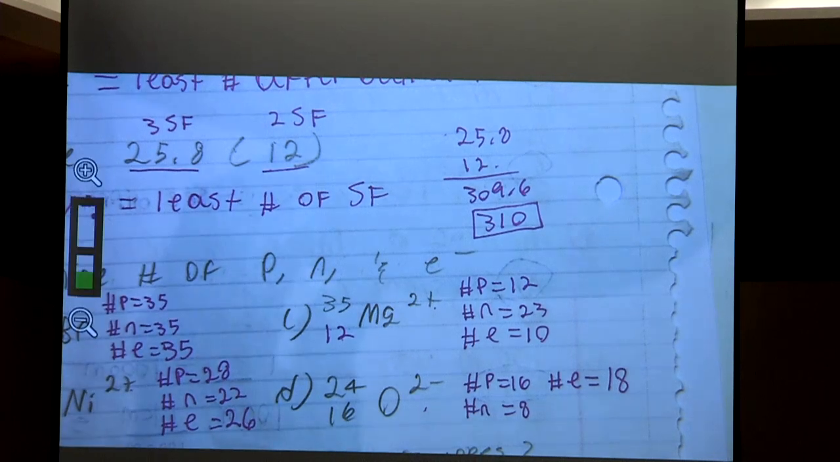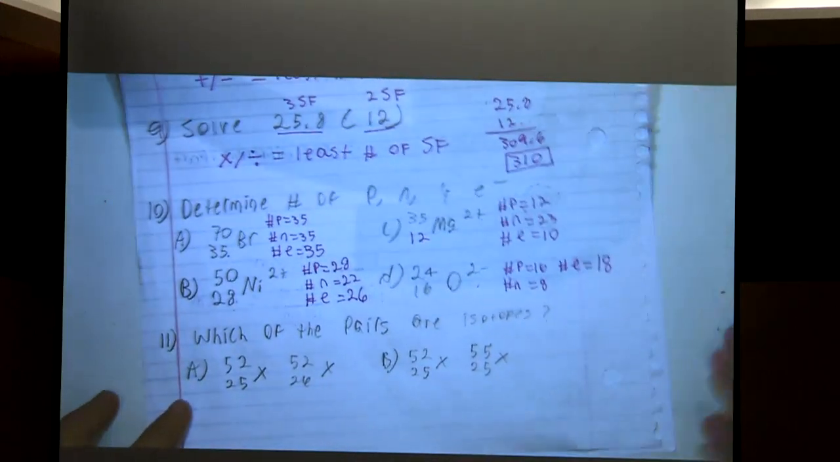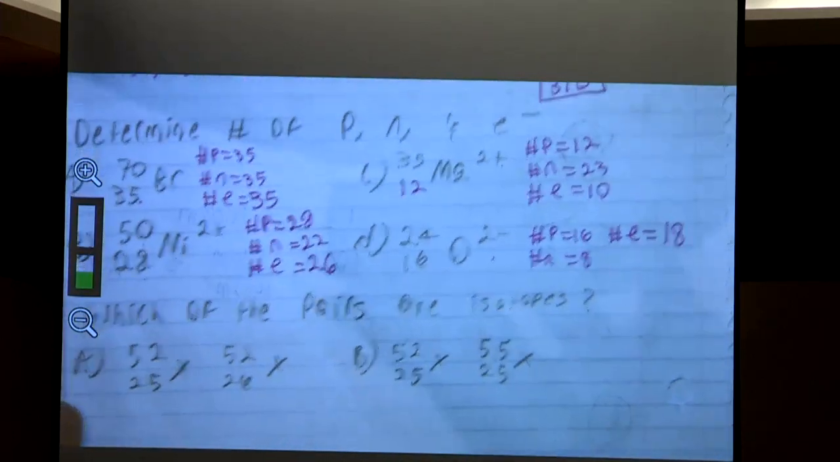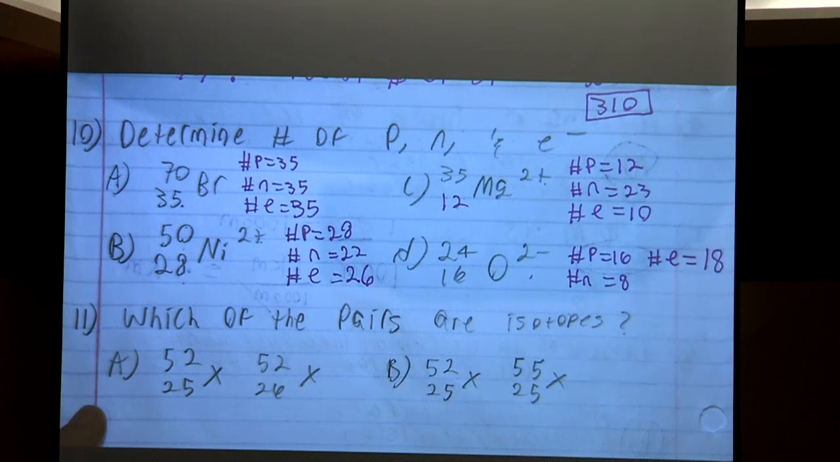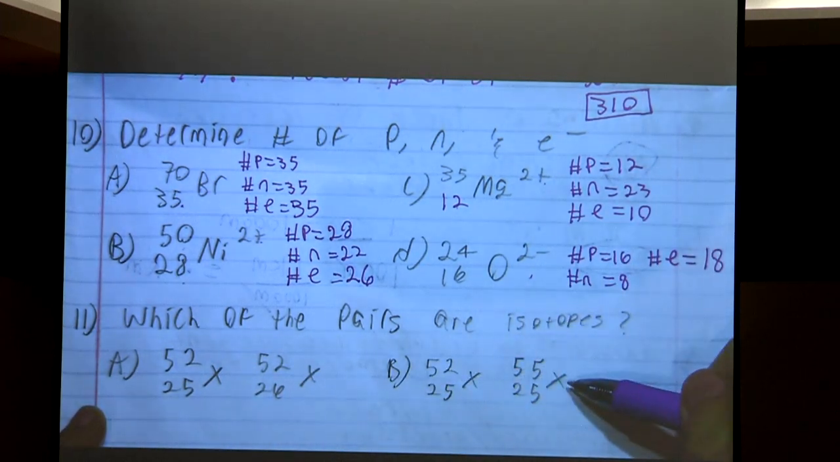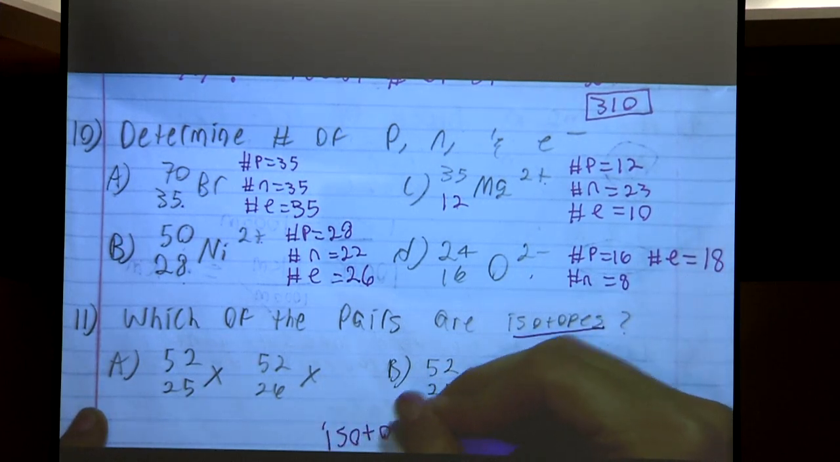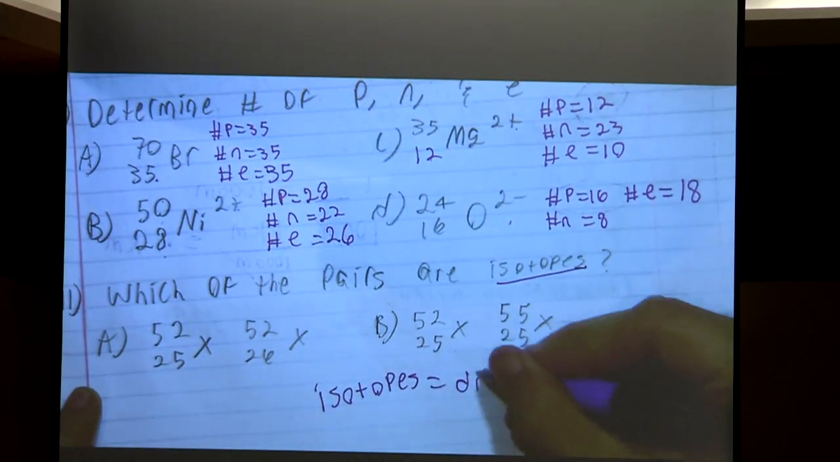All right, so number 11, we're dealing with isotopes. So we have which of the pairs are isotopes? Let me zoom in a little bit more. Okay, so we've got a pair with a different number of protons and a pair with a different number of neutrons. So remember that isotopes mean different number of neutrons.